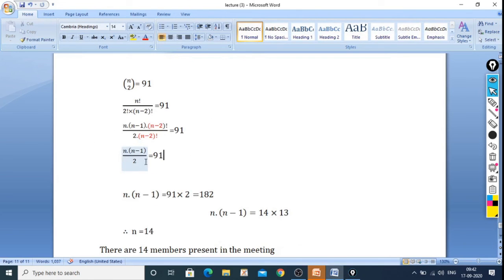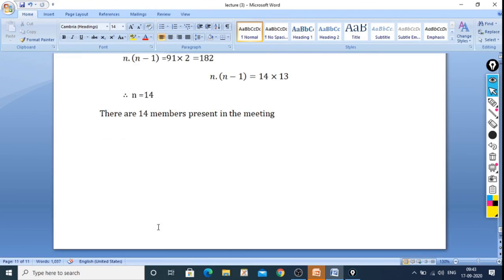Now we have n into (n minus 1) upon 2 is equal to 91. So this 2 goes to the RHS: 91 into 2, that is n into (n minus 1) is equal to 182. Now this 182 can be factorized into 2 successive numbers: 14 into 13. On the left side we have 2 successive numbers, n into (n minus 1), and here it is 14 into 13. These are the 2 successive numbers, that means n must be equal to 14, or n minus 1 must be equal to 13. Anyway, n must be 14. So there are 14 members in the meeting.